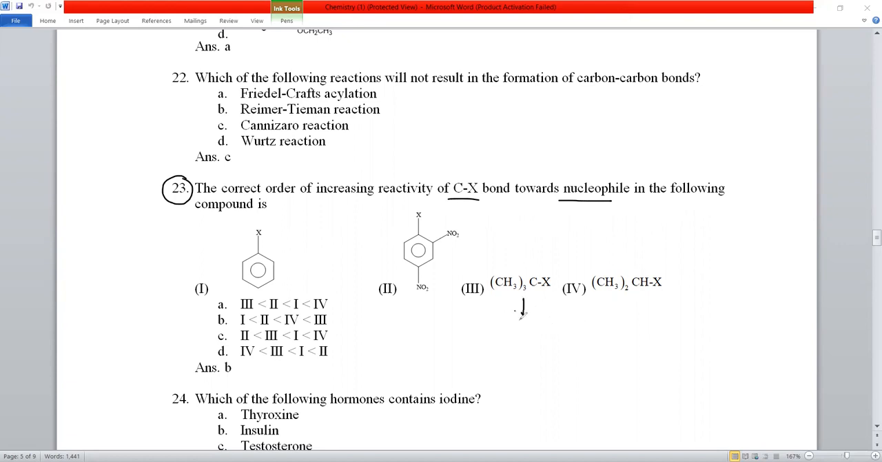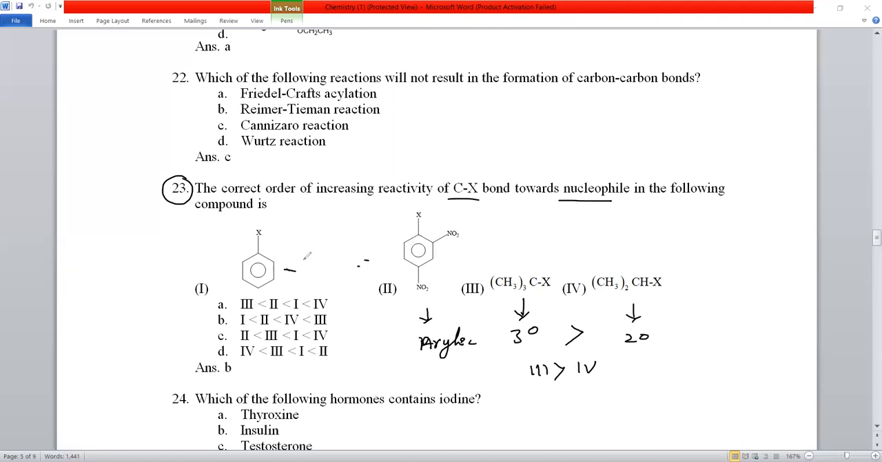So this will give a tertiary carbocation. This will give a secondary carbocation. This will give a vinylic aryl carbocation. These both will be aromatic. This is aliphatic, so we have to check stability. Which is more reactive here? 3 is more reactive than 4. Why? Because tertiary is more stable when compared to secondary.